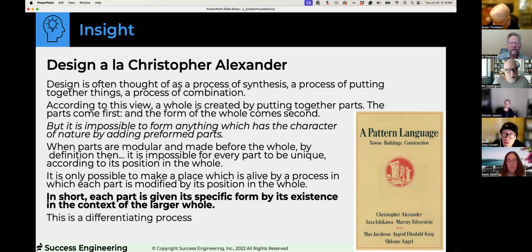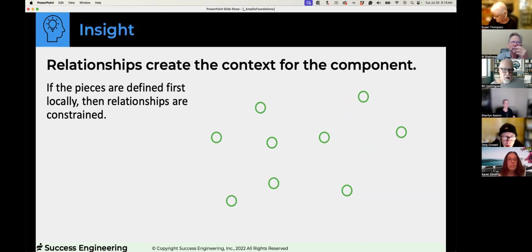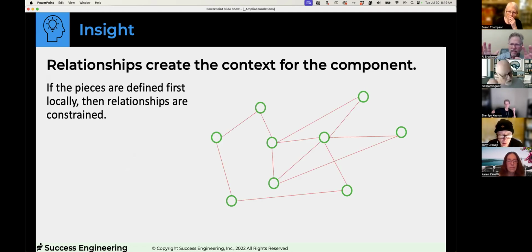Now, don't worry about the differentiating process, but what he means by that is we're splitting it up and looking at different things. So, coming back to looking at the system as relationships: the system is about the relationships between the components, not the components themselves. The components are important, but the way the system is defined is about the relationships. If we look at the relationships, that creates a context. But what if the pieces are defined first? In other words, we come up with all the teams, then we're constraining how the relationships work. There's no universal, and it's not going to work well.